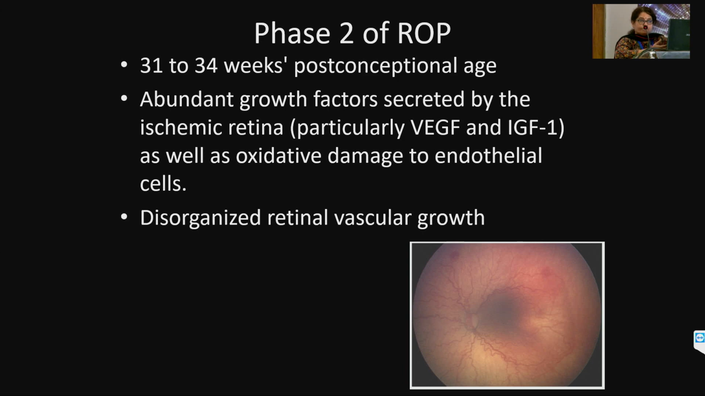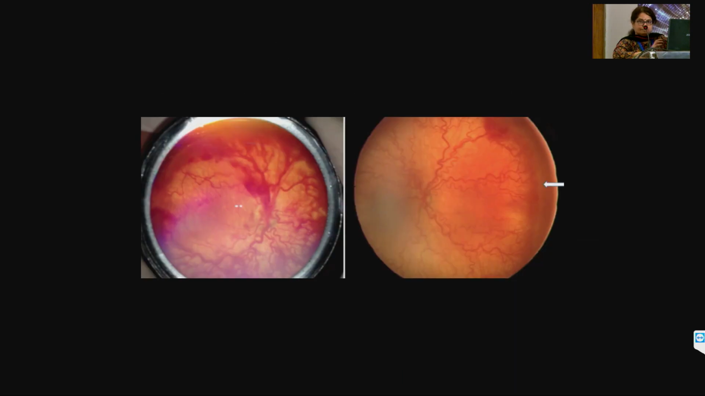But when too much avascular retina is there, you can have abundant growth factors, and that can be dangerous, and it causes disorganized retinal vascular growth. This occurs mainly at the avascular and vascular junction. Along with that, you can have damage to the existing vessels also. When the size of the avascular retina is more, even the existing vessels can be affected, and this results in aggressive retinopathy of prematurity, where there will be dilatation, tortuosity, hemorrhages, which is the most dangerous condition that we have to treat immediately.